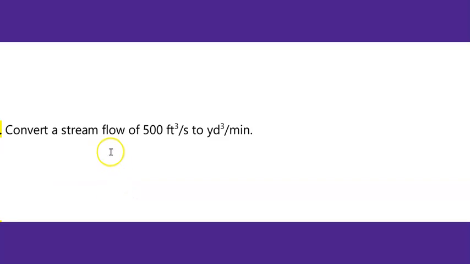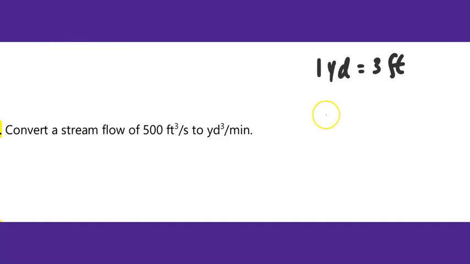This is the volume question. The question is to convert 500 cubic feet per second to cubic yard per minute. So basically you're converting cubic feet to cubic yard and seconds to minutes. Notice that cubic feet is in the top, seconds in the bottom. Before you do that, you should remember the linear unit conversion that tells you 1 yard equals 3 feet.